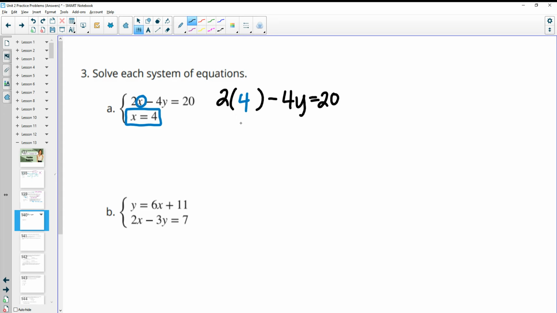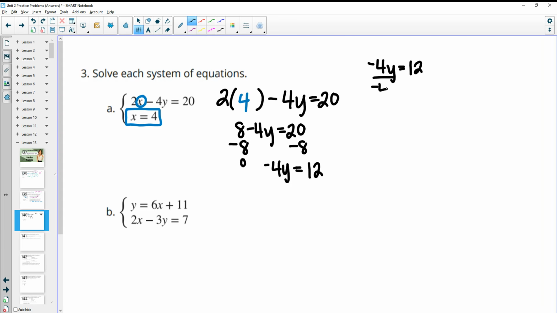So then we end up with 8 minus 4y equals 20. 8 and 20 are like terms, but they're on opposite sides of the equation. So we'll subtract 8 so that we get 0 here. So this is just negative 4y. And then 20 minus 8 is 12. So then we can divide by negative 4, and we get y equals negative 3.